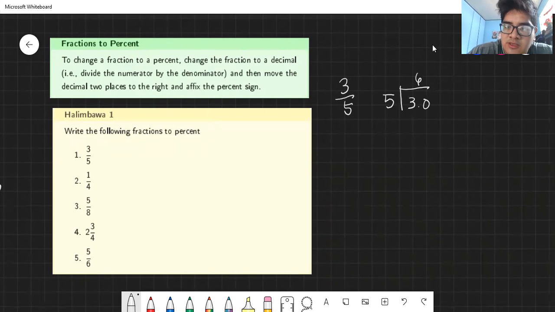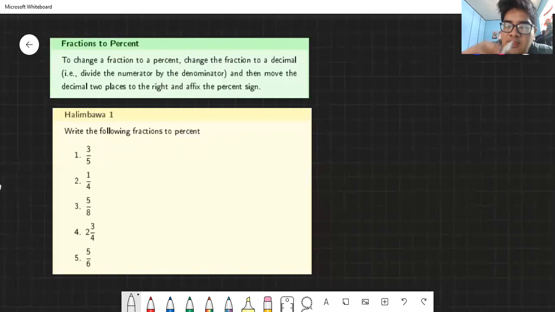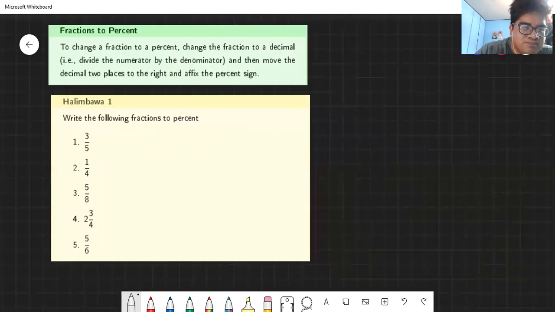And you can simply do it. Makukuha mo dyan 0.6, diba? 0.6 yan. Okay? So, ganito natin gagawin yan, ha? Move the decimal point 2 places to the right and affix or add a percent sign. Ganun lang yun. I-divide mo yung numerator sa denominator and the resulting decimal, i-move mo yung decimal point 2 places to the right, then you have a percent. Ganun lang yan basically.